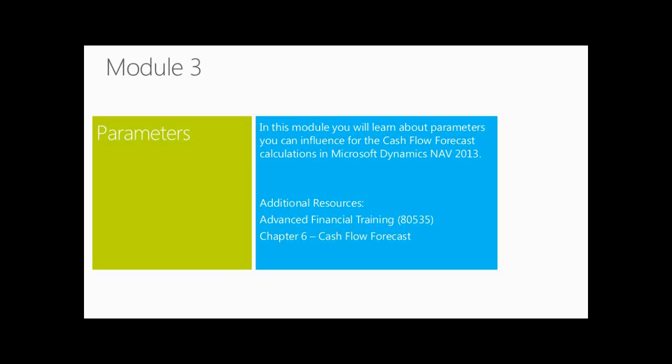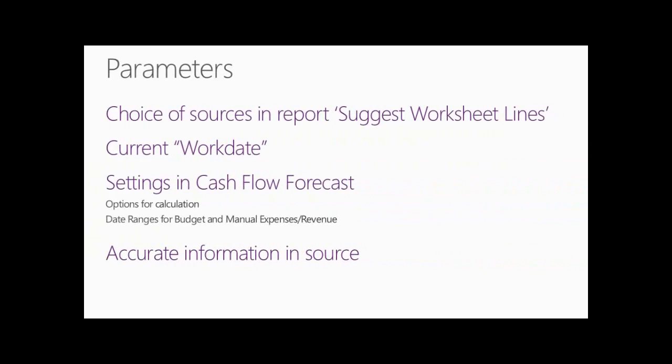Module 3. Parameters for the cash flow forecast calculations. In this module, you will learn about the different setup options and parameters you can influence for the cash flow forecast calculations. For open entries and open orders, you can use different parameters to calculate the cash flow date and the cash flow amounts. These options will be set in the cash flow forecast card. Depending on the parameters, the result in your cash flow forecast can be very different.